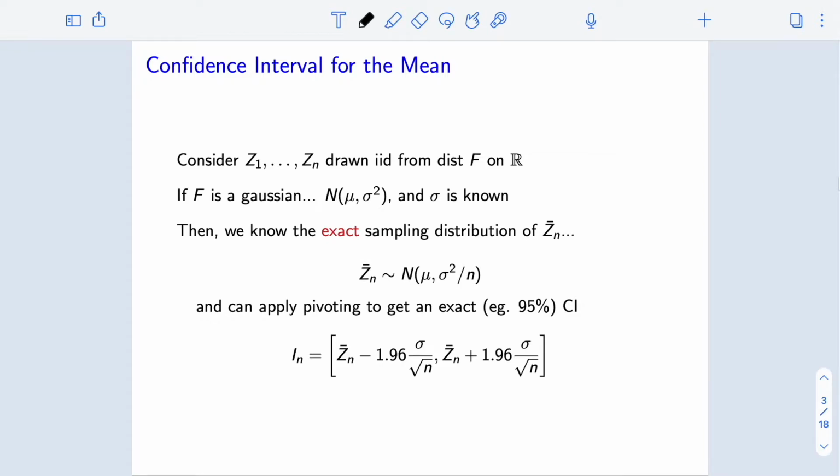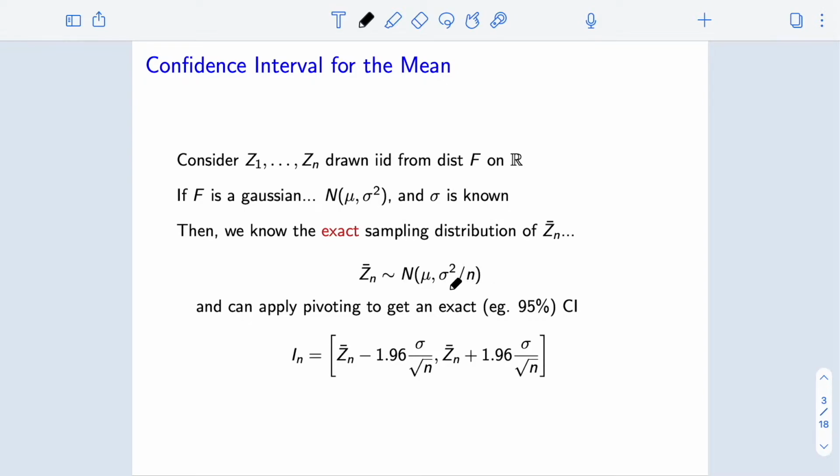So in the case that f is a Gaussian distribution, say with mean mu and variance sigma squared, and sigma squared is known, then we talked about how to get our confidence interval for mu. In this case, we would look at the sample mean z bar n, and we actually know the exact distribution of that sample mean. It has a Gaussian distribution with the same mean mu, and a variance that scales like the original variance over n. So again, mu here is unknown, but we're imagining this variance sigma squared over n is known.